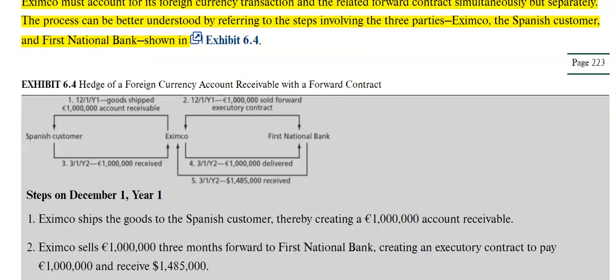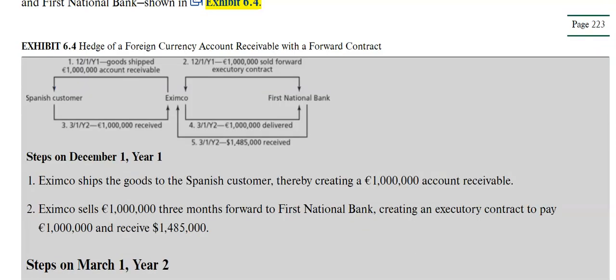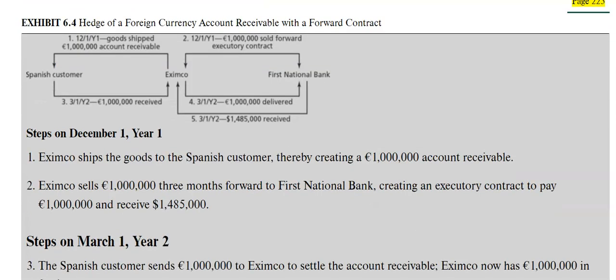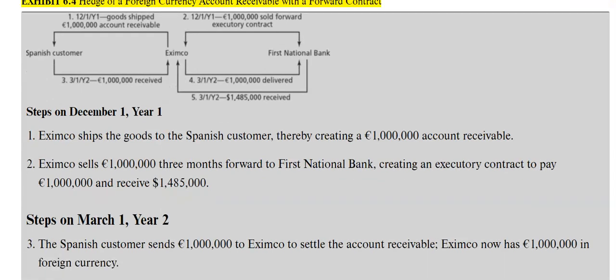X & Co must account for its foreign currency transaction and the related forward contract simultaneously but separately. The process can be better understood by referring to the steps involving the 3 parties, X & Co, the Spanish customer, and First National Bank, shown in Exhibit 6.4, page 223. Exhibit 6.4. Hedge of a foreign currency account receivable with a forward contract.